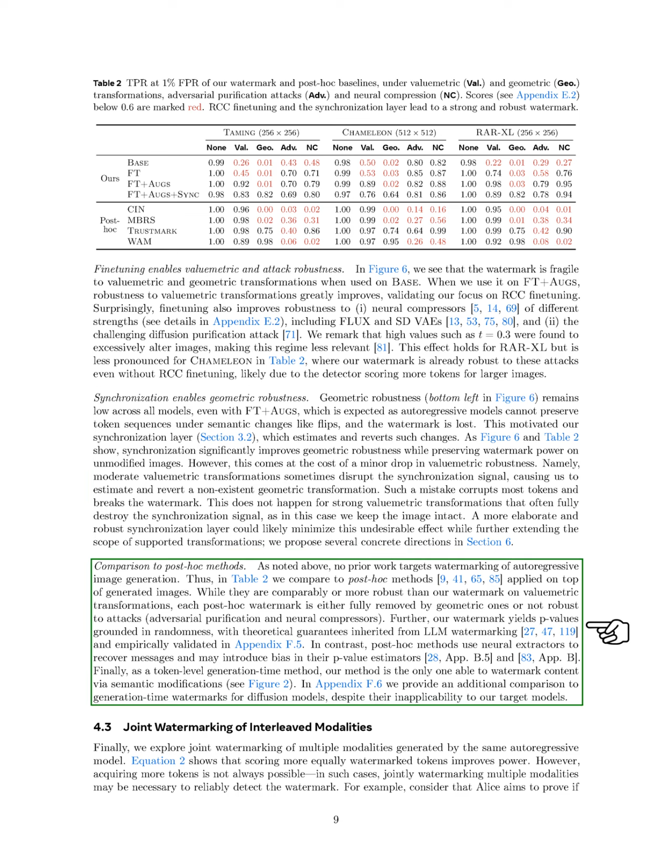We compare our method to post-hoc watermarking techniques, which are not specifically designed for autoregressive image generation. While these methods may perform comparably on valuemetric transformations, they often fail against geometric attacks. Our watermark, grounded in randomness, offers theoretical guarantees and has been empirically validated, unlike post-hoc methods that can introduce bias.